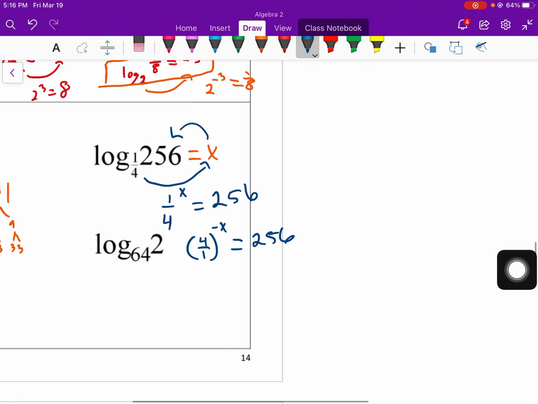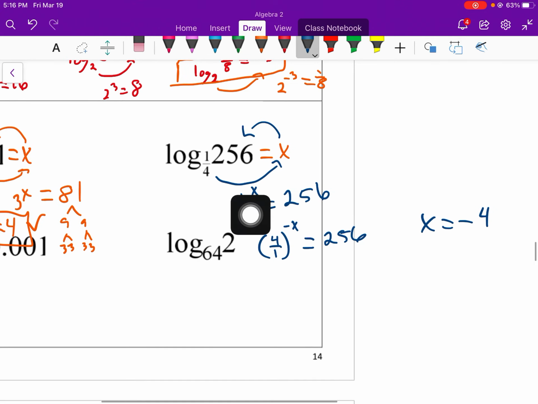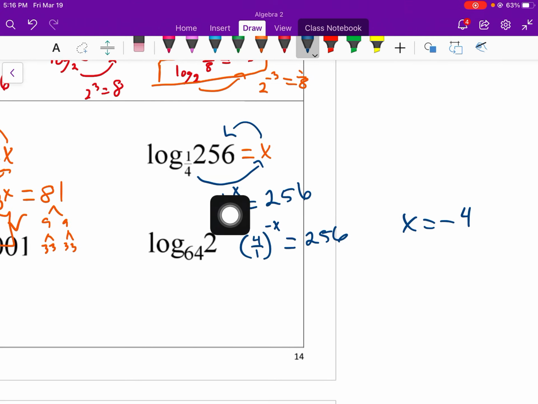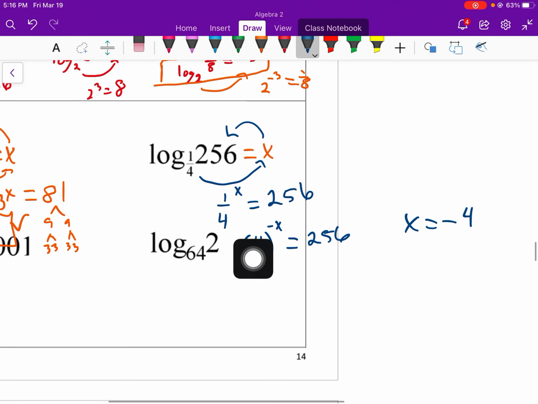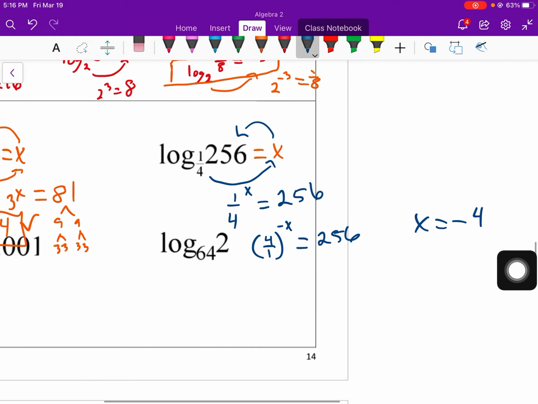So over here we're going to say x equals, it's going to be a negative number. And let's see, 4 squared would be 16. 16 times 4 is 64. 64 times 4 is 256. So it would have to be negative 4. So if we plugged in a negative 4 for x up here, it'd be 1/4 to the negative 4th. We would take the reciprocal. So now it'd be 4 to a positive x. And that does equal 256.